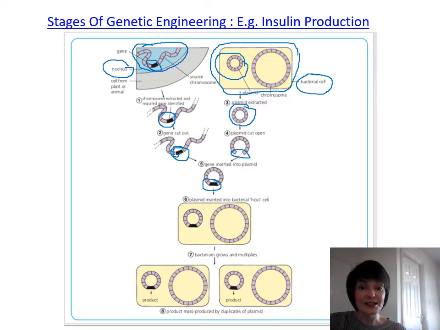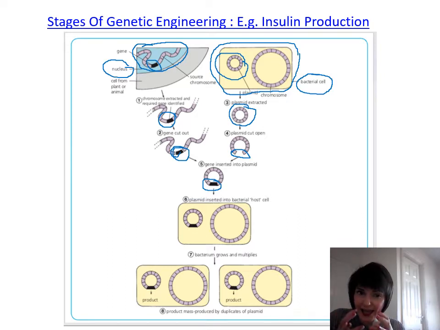The gene is inserted into the plasmid and they are sealed together. So you've got your plasmid and you have got your gene, and the two of them get sealed together. And that sealing is done by another type of enzyme. So we've got two different types of enzymes, one to do the cutting and one to do the sealing.